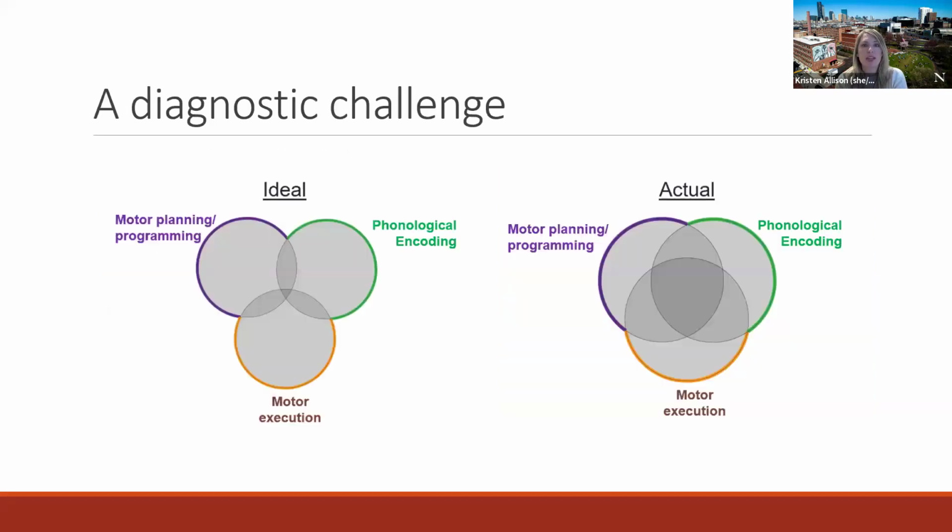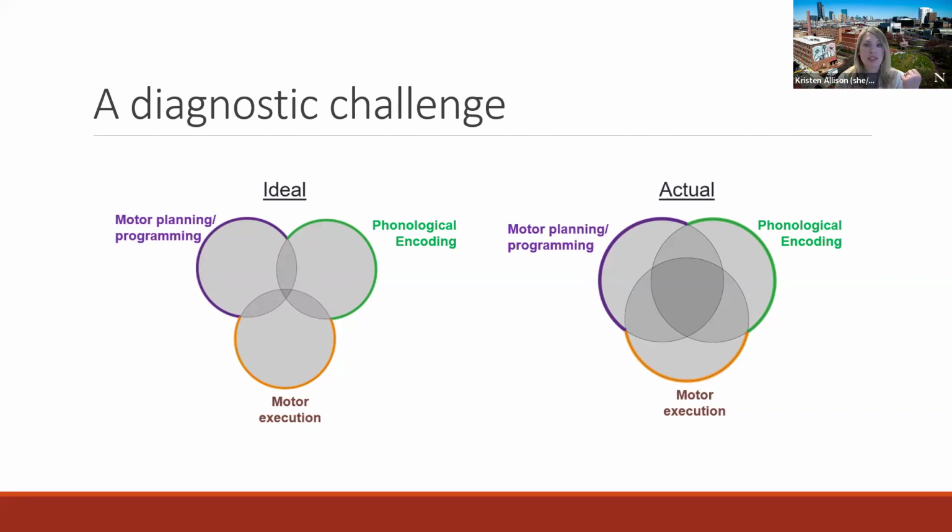So I'm going to just talk a little bit about challenges to diagnosis for a couple minutes. These diagnostic categories I've been talking about are all diagnosed by SLPs based on the presence of particular speech characteristics. So ideally, to differentiate these disorders, we would have unique, non-overlapping characteristics that could clearly help us determine whether the deficit is phonological, motor planning, or motor execution, as is shown on the left. However, the reality is that speech features overlap between these categories, making differential diagnosis challenging in a lot of cases.